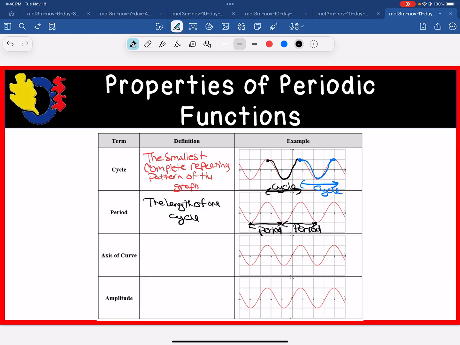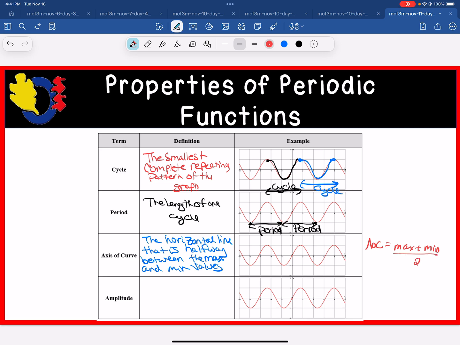Okay, next is the axis of curve. This is the horizontal line that's halfway between the max and the min. All right, so there is a formula for calculating the axis of curve. The AOC is equal to the max plus the min divided by 2.